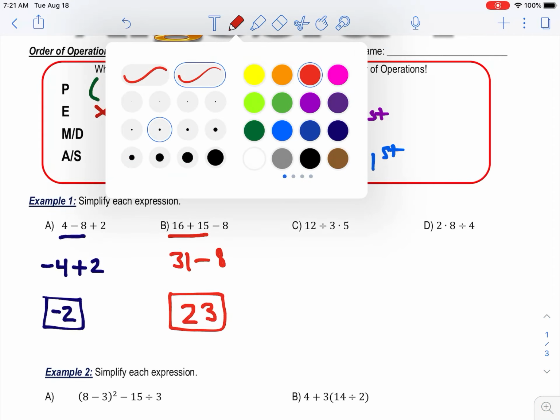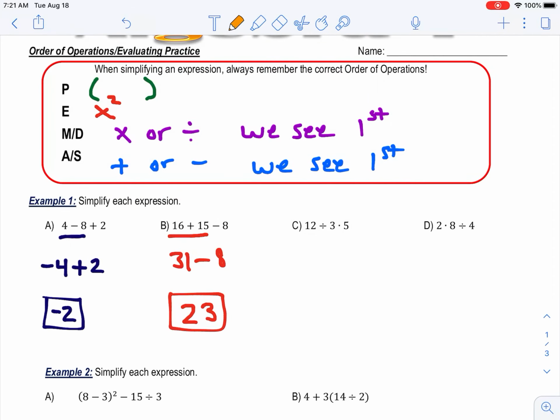All right, letter C. Letter C has division and multiplication. Okay, again, if it's division and multiplication only, we do whatever we see first. So in this case, I see 12 divided by 3, which gives me 4. And then I'm going to multiply that times the 5 that's left. 4 times 5 will tell me 20.